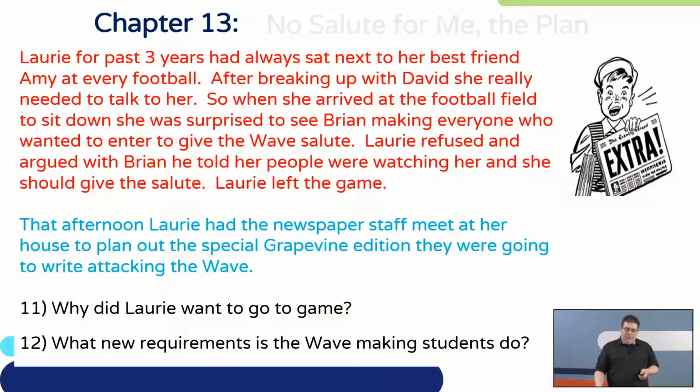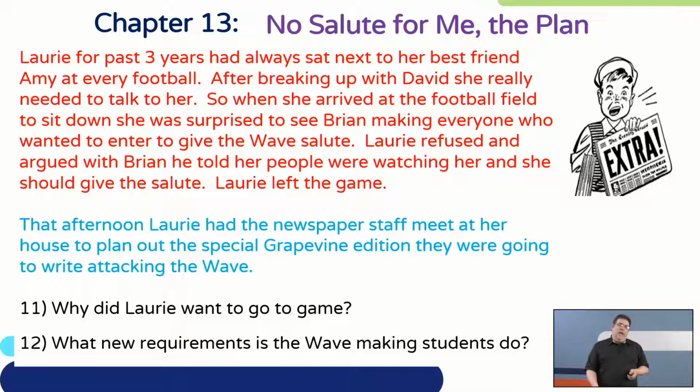Let's continue. Chapter 13. And what are we going to call that? No salute for me. Let's come up with a plan. Lori, for the past 3 years, had always sat next to her best friend, Amy, at every football game. After breaking up with David, she really needed to talk to her. So when she arrived at the football field to sit down, she was surprised to see Brian making everyone who wanted to enter give the wave salute. So in order for you to go sit down in the seats and watch a football game, call them the bleachers, right, you had to get up there first of all, and who was waiting in the path and the aisle to get up there was Brian. And in order to get up, you had to give the salute, the wave salute, and say the mottos.